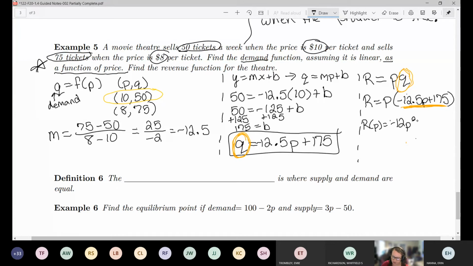And technically we should distribute this P to get -12.5P squared plus 175P. And then this would be our revenue function. Questions, concerns?